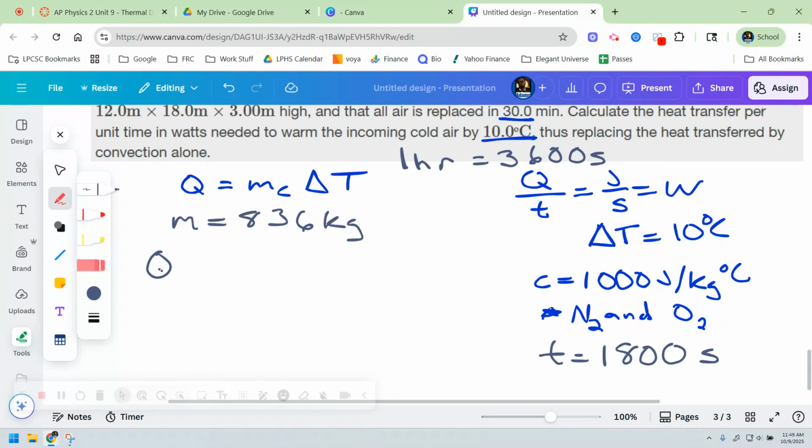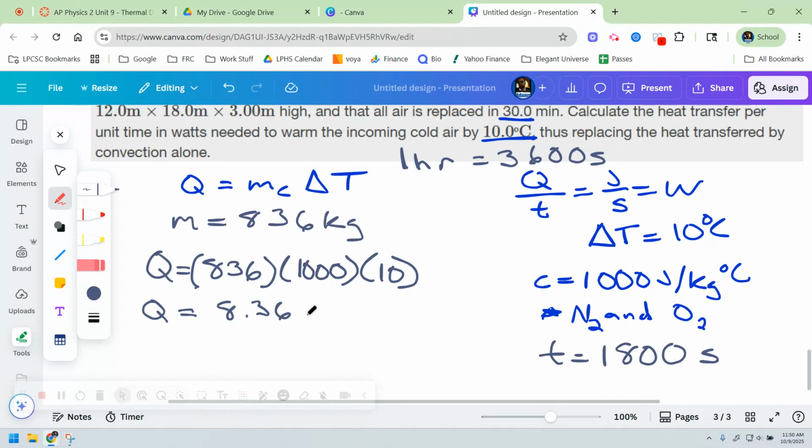So Q is equal to the mass, which was 836, and I want you guys to write down your units, but I don't have enough space, so I'm going to skip that. Times the specific heat, which is 1,000, times delta T, which is 10. So it's a big number. So the heat is 8.36 times 10 to the 6th joules.